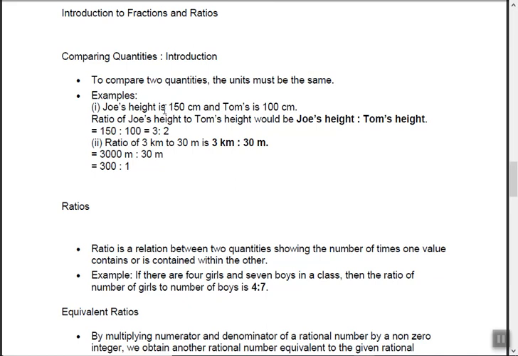For example, let's see this. Joe's height is 150 centimeters and Tom's height is 100 centimeters. Now we have to compare the ratio of Joe's to Tom's height. So 150 is to 100. So cancel the zeros. 15 is to 10.